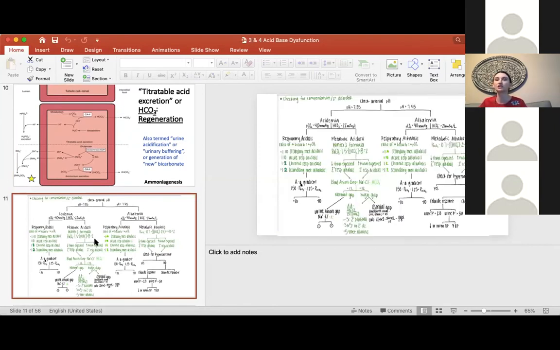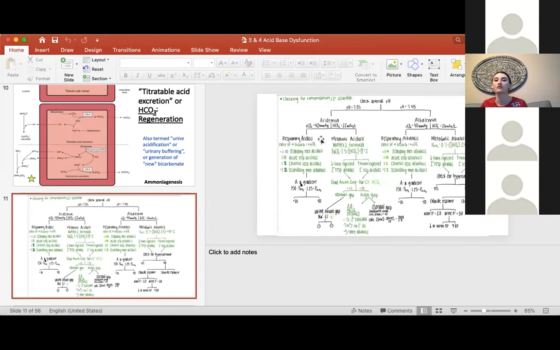Okay, so I stole this chart. It's a really good chart to look at to know how to do these equations. Basically, you first start out with the pH. If we've got a lower pH, we're going to have an acidemia. Now we have to figure out, is it respiratory or metabolic? If our carbon dioxide is high, then it's going to be a respiratory acidosis. If our bicarb is low, then it's going to be a metabolic acidosis.